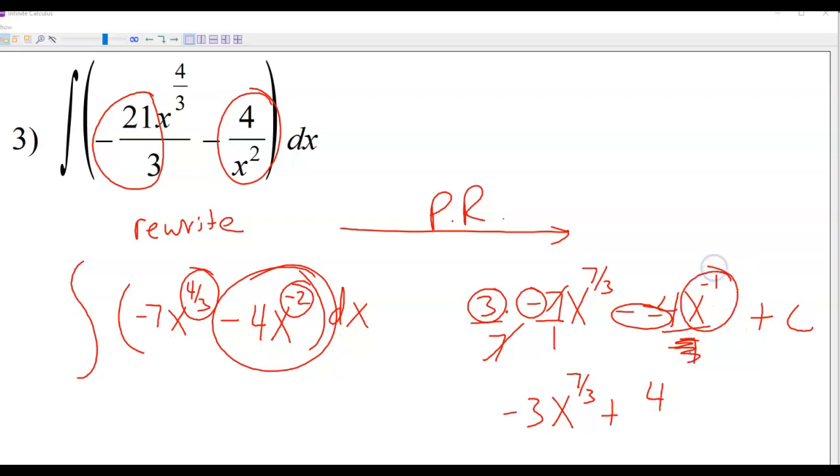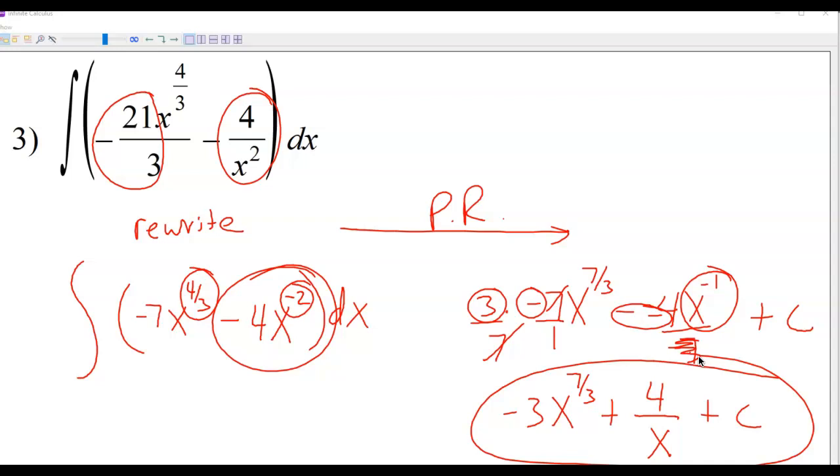Also, x to the negative 1. Now I'm going to put it back on the bottom with a positive 1 power. The only reason I moved it to the top was so I could do the power rule. But after you've done the power rule, technically it's best to have it written in a simplified form where the term is in the denominator. And then finally we have our plus c. Okay? So there's the antiderivative for number 3.